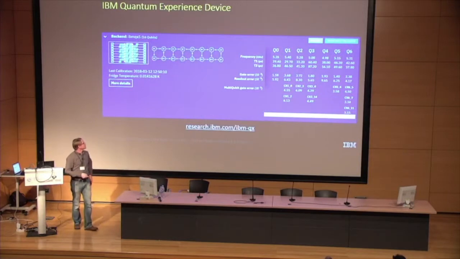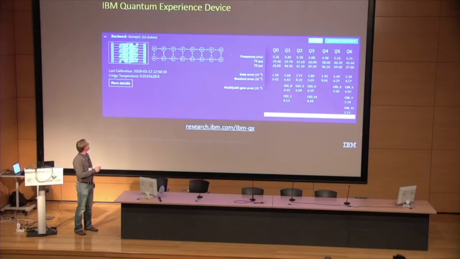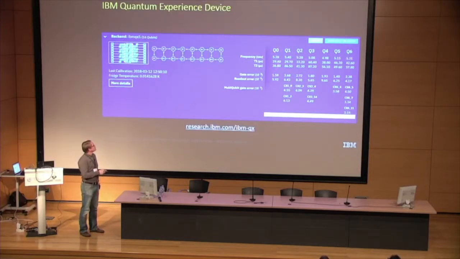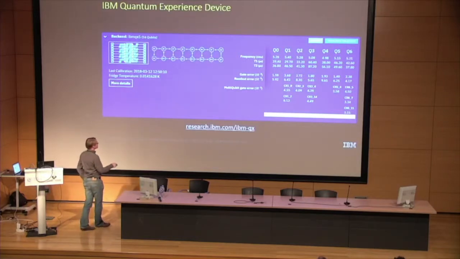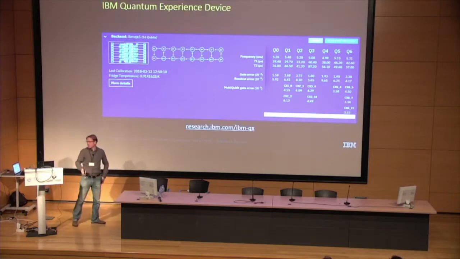Here you see the specs. So it's what is available. You get the connectivity map of these devices. You get temperatures, the calibration dates. And you see here the frequencies around 5 gigahertz, T1s about 30 to 50 microseconds, T2s around the same numbers, and also gate error rates in the point-something % for the single qubit gates and about 3 to 5% for the 2 qubit gates.